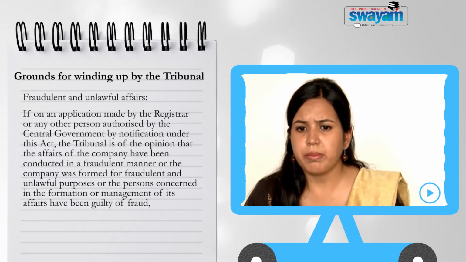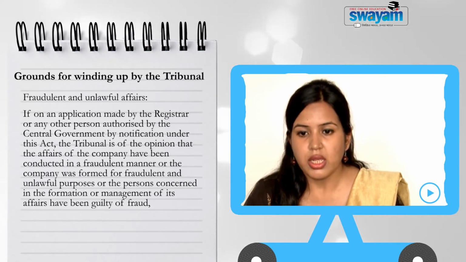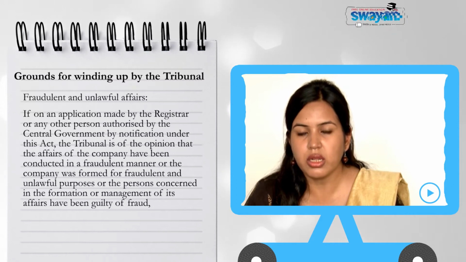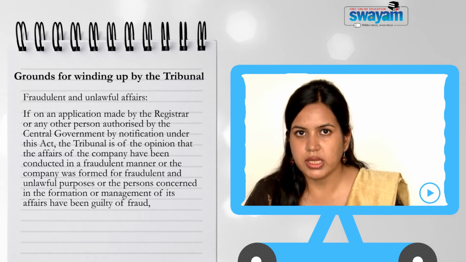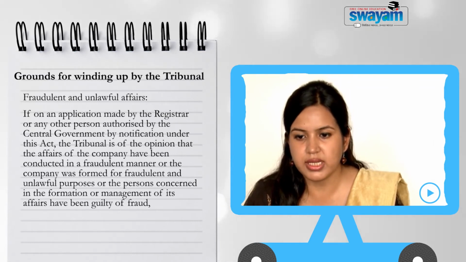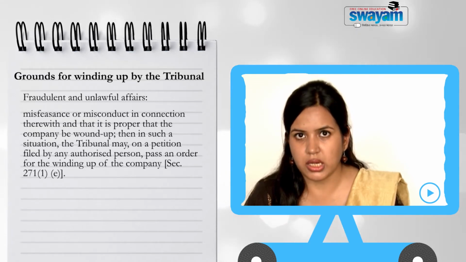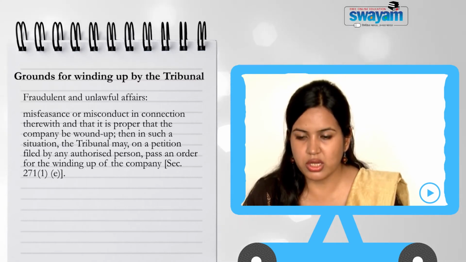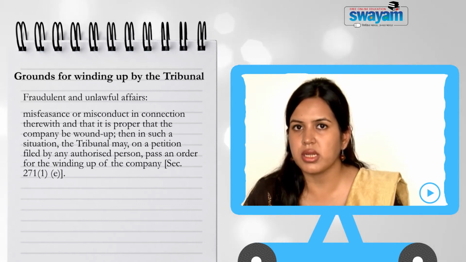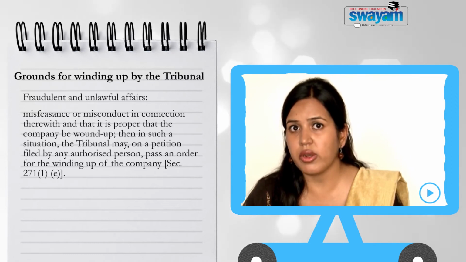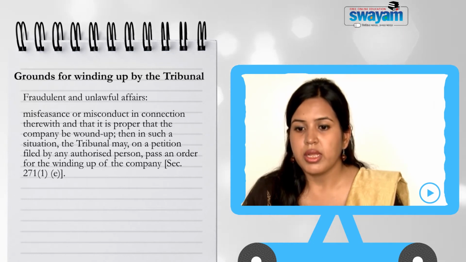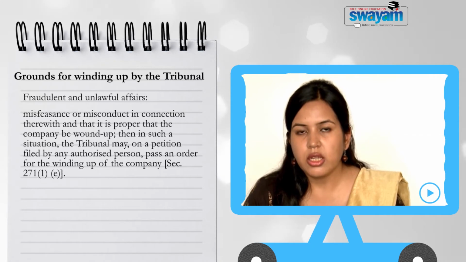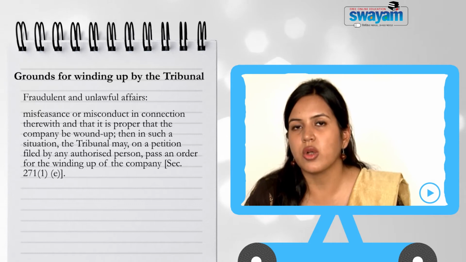If, on an application made by the registrar or any other person authorized by the central government by notification, the tribunal is of the opinion that the affairs of the company have been conducted in a fraudulent manner, or the company was formed for fraudulent and unlawful purposes, or the persons concerned in the formation or management of its affairs have been guilty of fraud, misfeasance or misconduct in connection therewith, and that it is proper that the company be wound up, then in such a situation the tribunal may, on a petition filed by any authorized person, can be the contributory, can be the central government itself, or a person authorized by the central government, or it can be the registrar, the tribunal may pass an order for the winding up of the company. This ground is mentioned in clause E of section 271 subsection 1 of the Companies Act 2013.